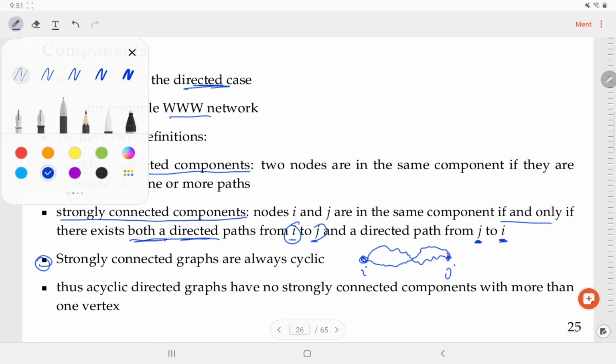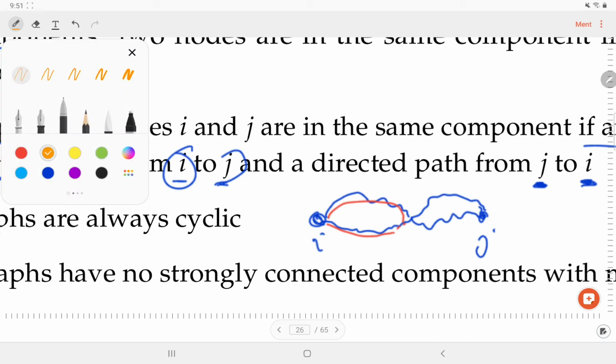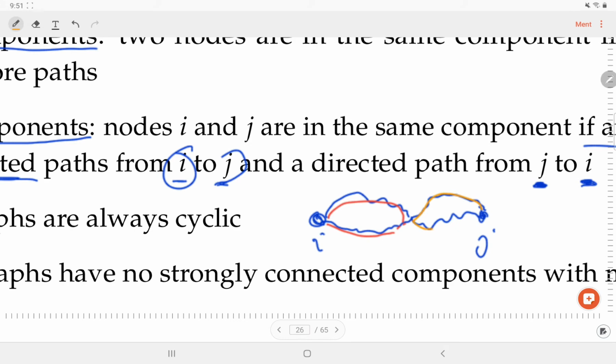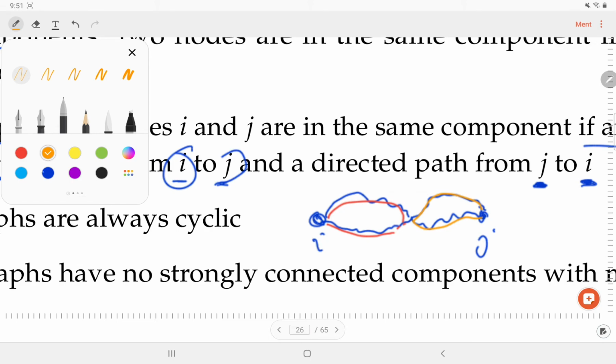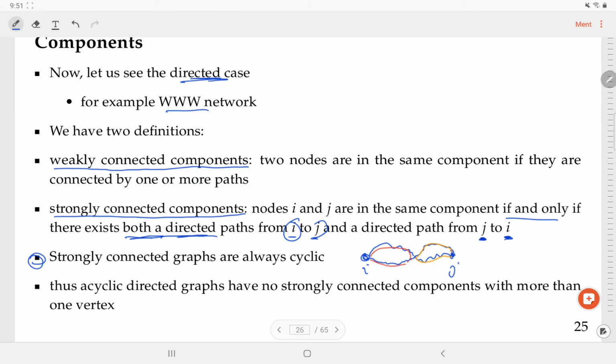Now this has two cycles, because the first one could be this one, directed, and the other one could be this one, of course, again directed. But at least we have one cycle, so strongly connected graphs are always cyclic, and we can always turn it to the other side. So acyclic directed graphs, DAGs, have no strongly connected components with more than one vertex, okay?